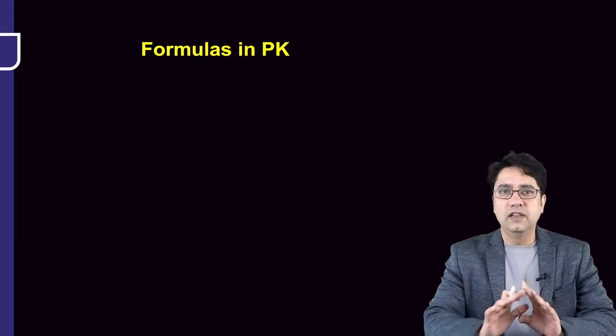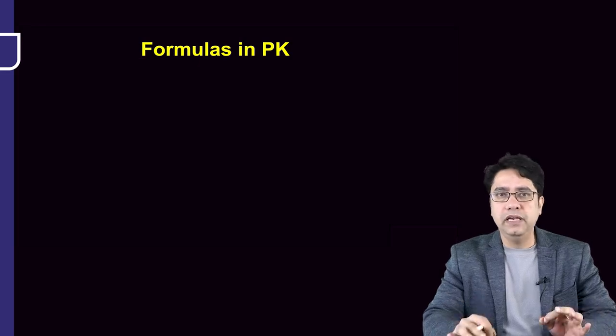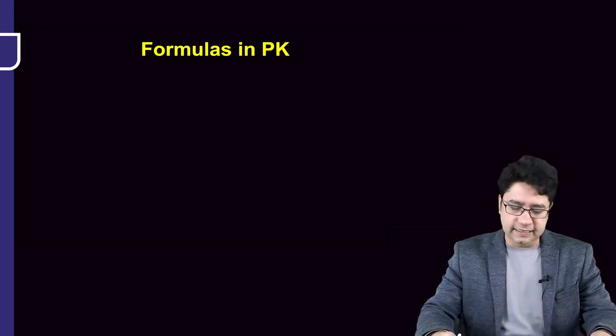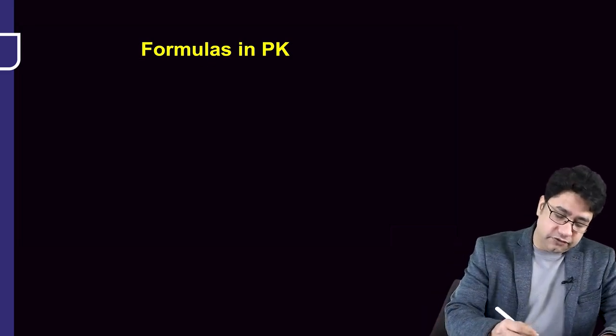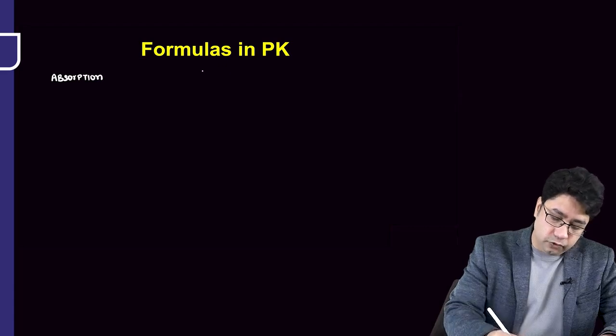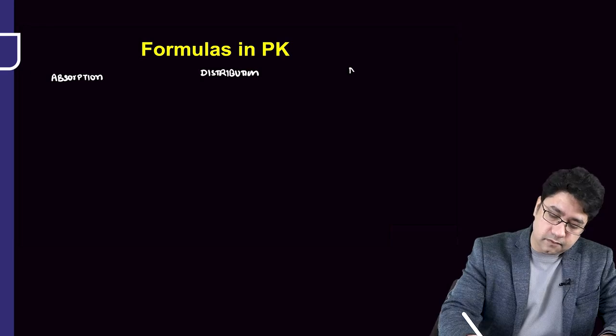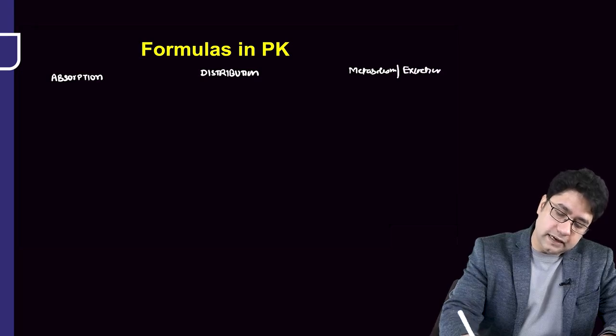Hello students, so now let's discuss all the formulas you have to remember in PK, that is pharmacokinetics. So beta, we discussed pharmacokinetics is ADME study, that is absorption, distribution, metabolism and excretion, which is also together known as elimination.